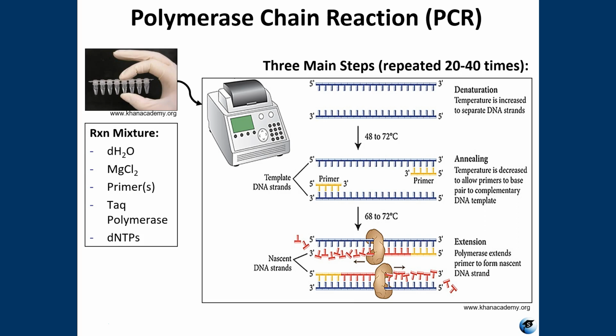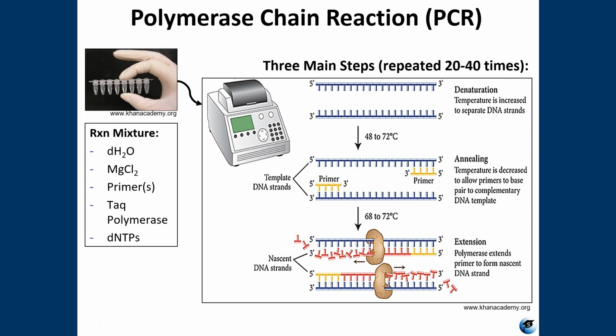So first, your double-stranded template DNA containing the target sequence is denatured at approximately, it's usually between 90 and 96 degrees Celsius. The high temperature required to physically separate the DNA strands is the reason that the heat-stable DNA polymerase, the Taq polymerase, is required. Next, the temperature is lowered to about 45 to 55 degrees Celsius. This actually says 48 to 72. I usually see it closer to about 55 degrees Celsius.